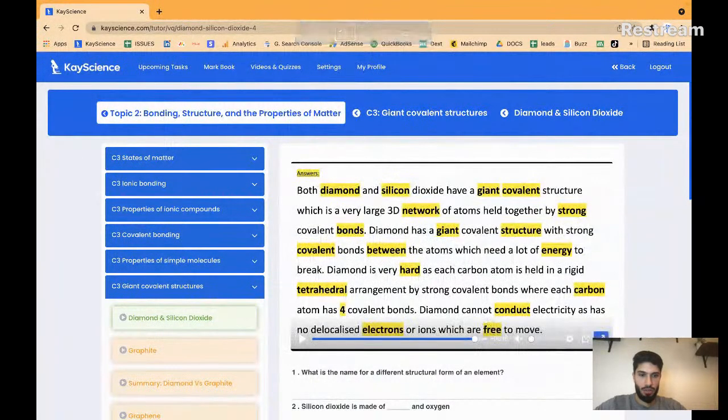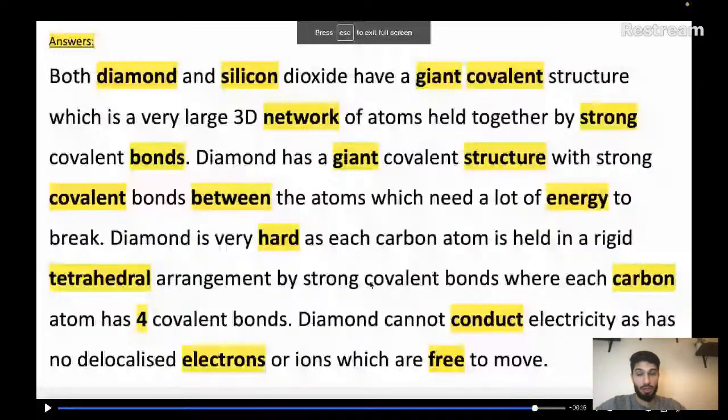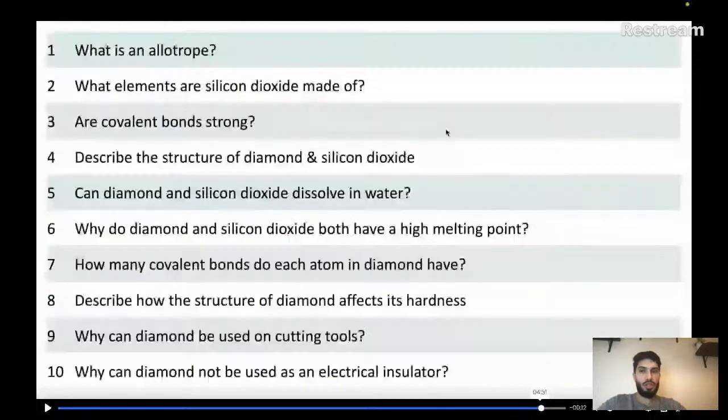Here are the questions, to be fair. Here is the gap fill. You can go into the video on the website and get the gap fill without the answers. Here are the questions. Now, something I never explicitly spoke about was what is an allotrope. I'm going to explain that when we look at graphite, okay? Here are the questions, and here are the answers.